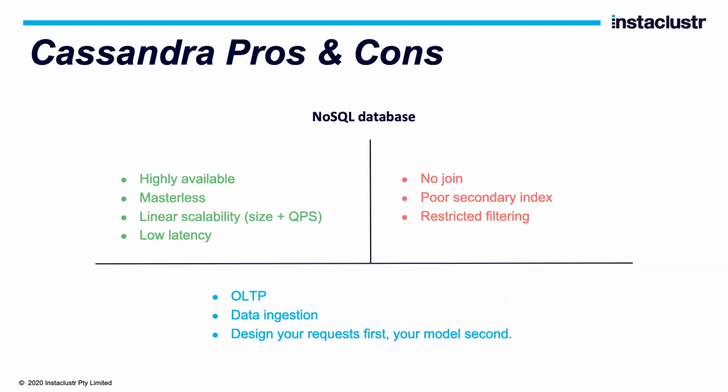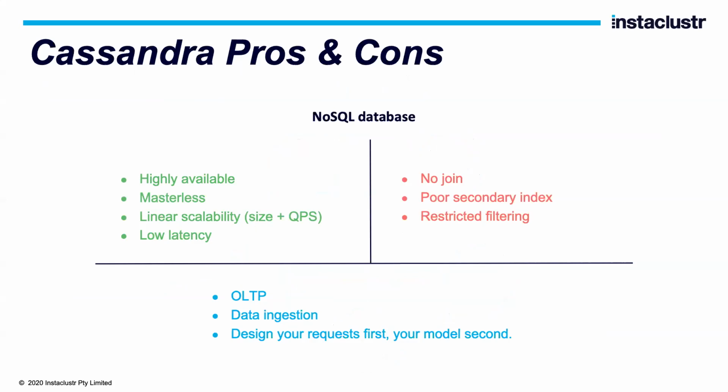What are the pros and cons of Cassandra? Well, basically, it's very fast. Your data is guaranteed to be always there. It's low latency, it's masterless, it's highly available, and as you add more nodes, it scales properly. The only downside is that it's not optimized for querying. You can't join different columns, you can't do filtering, you can't really do good secondary indexing.